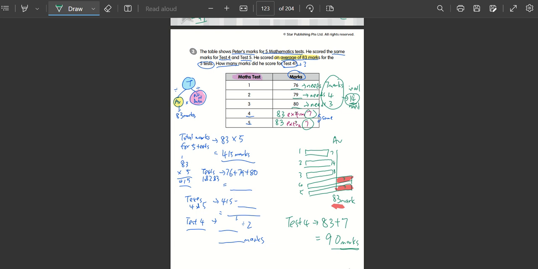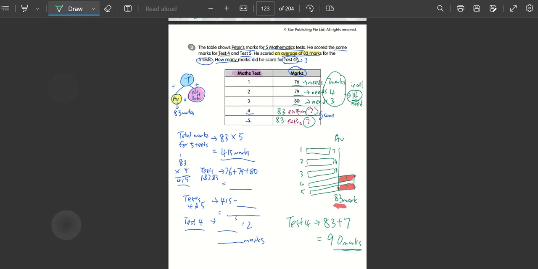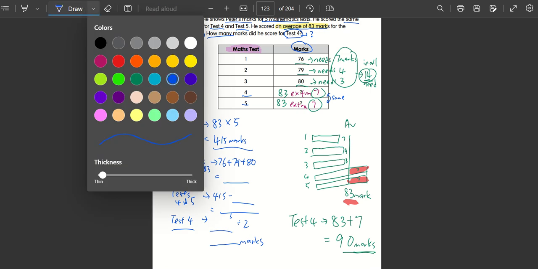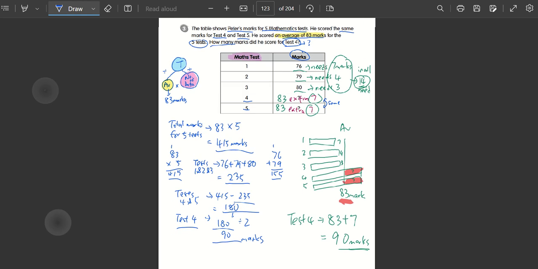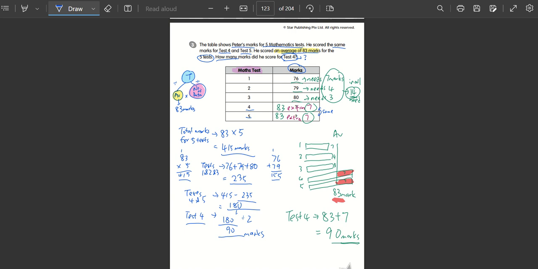You can check whether this is correct by working through method 1 step by step, and you should be getting the same answer. So I have 76 plus 79, I get 155. 155 plus 80 will be 235. Then 415 minus 235 should give me 180. And then 180 divided by 2 will be 90. Right, they're the same. So the left side, step by step, is quite foolproof. The right side is a little bit challenging and needs a bit of understanding, but ta-da, here are the two methods. Pick the one you are confident with.